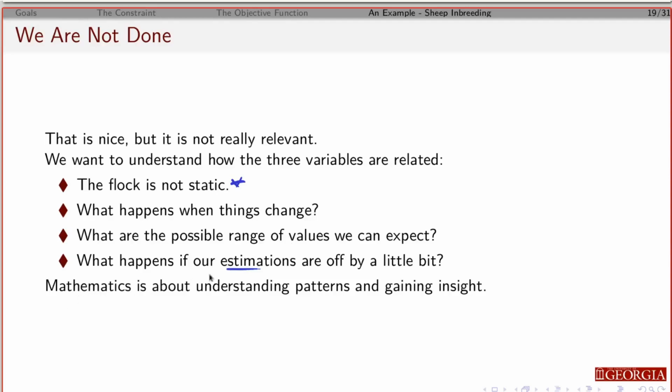This is the key thing. We're not here to just get a number. We want to understand what to expect out of this, right? We want to know what's going on with the patterns, what the range of things that can happen is. If I tweak things a little bit, how are my results going to change? I want to understand what's going on. So just getting some n and some b at the end is not really helpful.